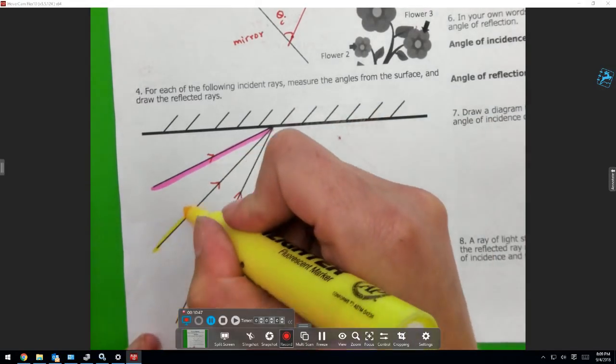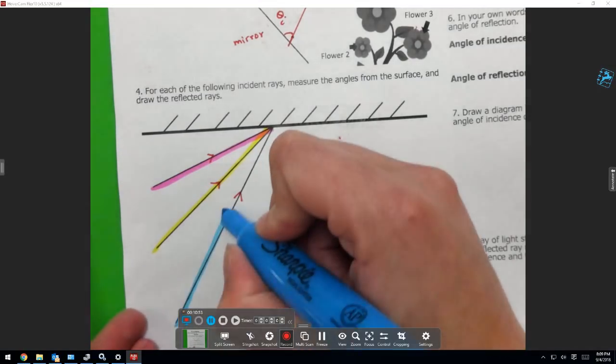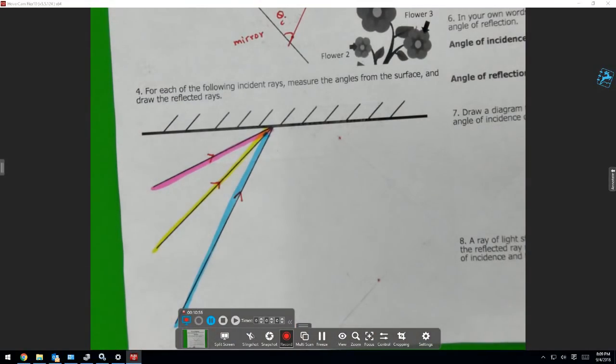This, for me, is going to be yellow, and when I draw its reflected ray, I'm going to highlight it in yellow, and this one's going to be blue. And you don't have to use the same colors, but it helps to color code them so you know which one's reflected ray is which.